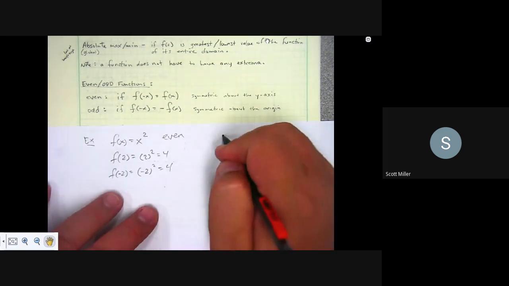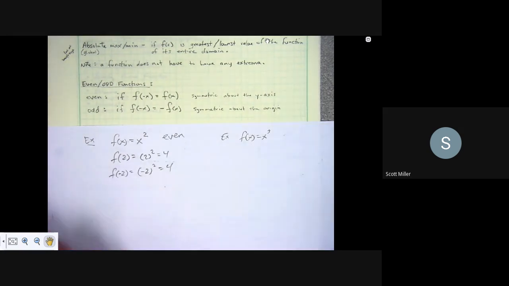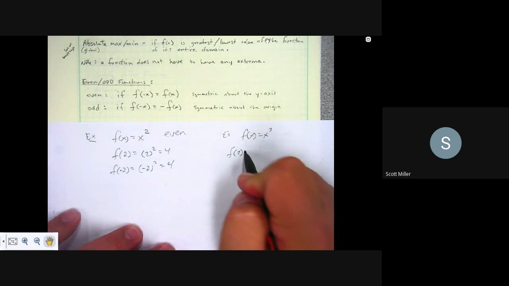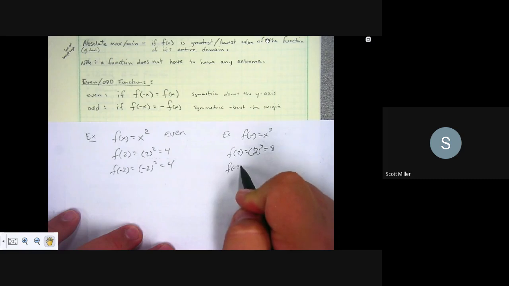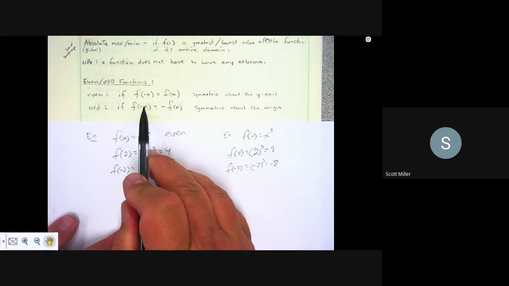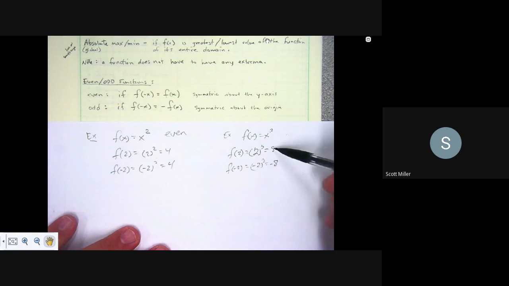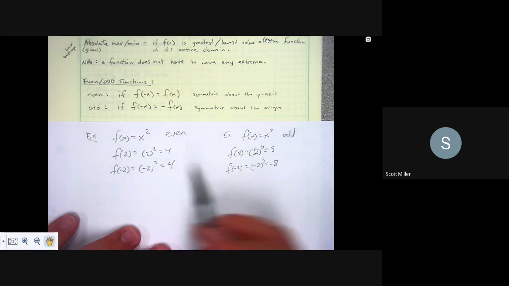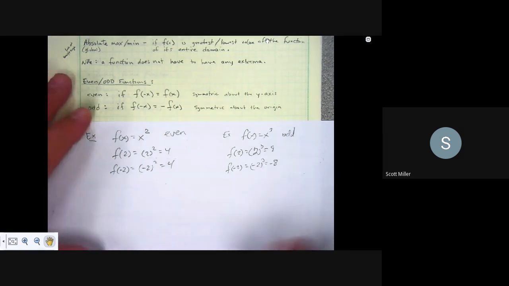An odd function would be this one like this. And we can do the same thing. F of 2 is 2 to the third, which is 8. F of negative 2 is negative 2 to the third, which is negative 8. And if a number I plug in gives me the opposite value of the positive version, I get opposite answers, then this is considered odd. If it's not even, if it's not odd, then it's a neither. There's many more neithers than there is odd and even, just so you know.